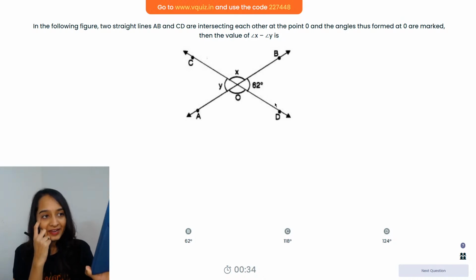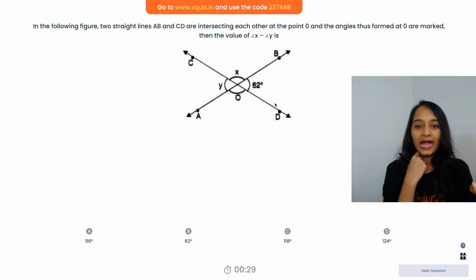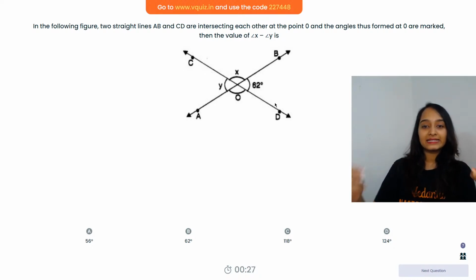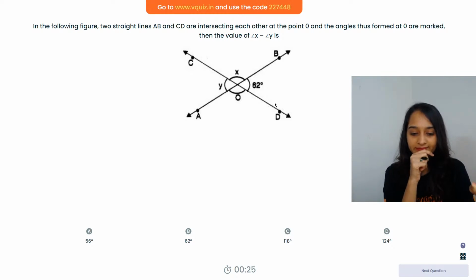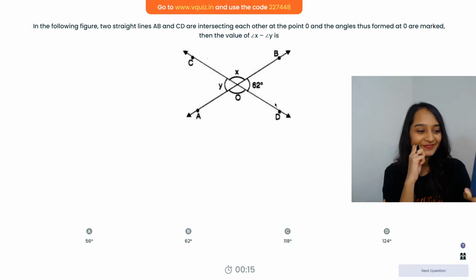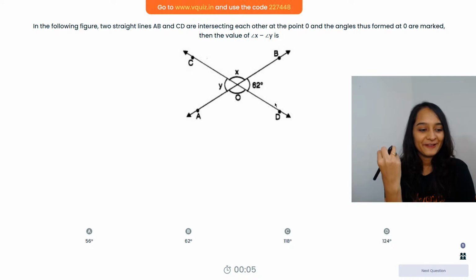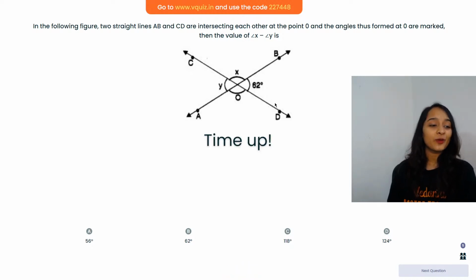Jazeb, can you please refresh? I want angle x minus angle y. 2, 1, come on, 20 seconds, hurry up. And the timer is starting. 8, 7, 6, 5, 4. You can't join because it's the last question, Blackpink.